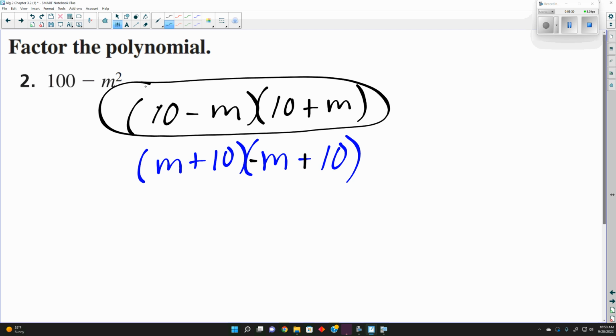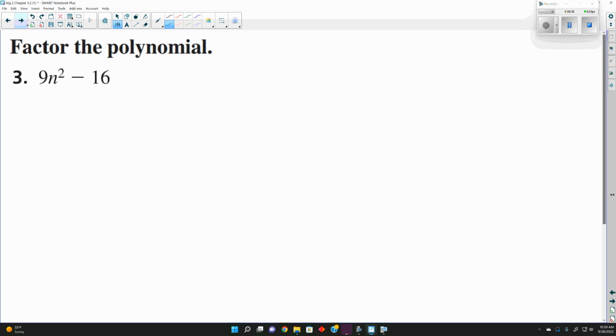Questions on this here? Nine n squared minus 16. So 16 is 4 and 4. 9n squared is 3 and 3 and an n. So this would be what? 3n minus 4 and 3n plus 4.